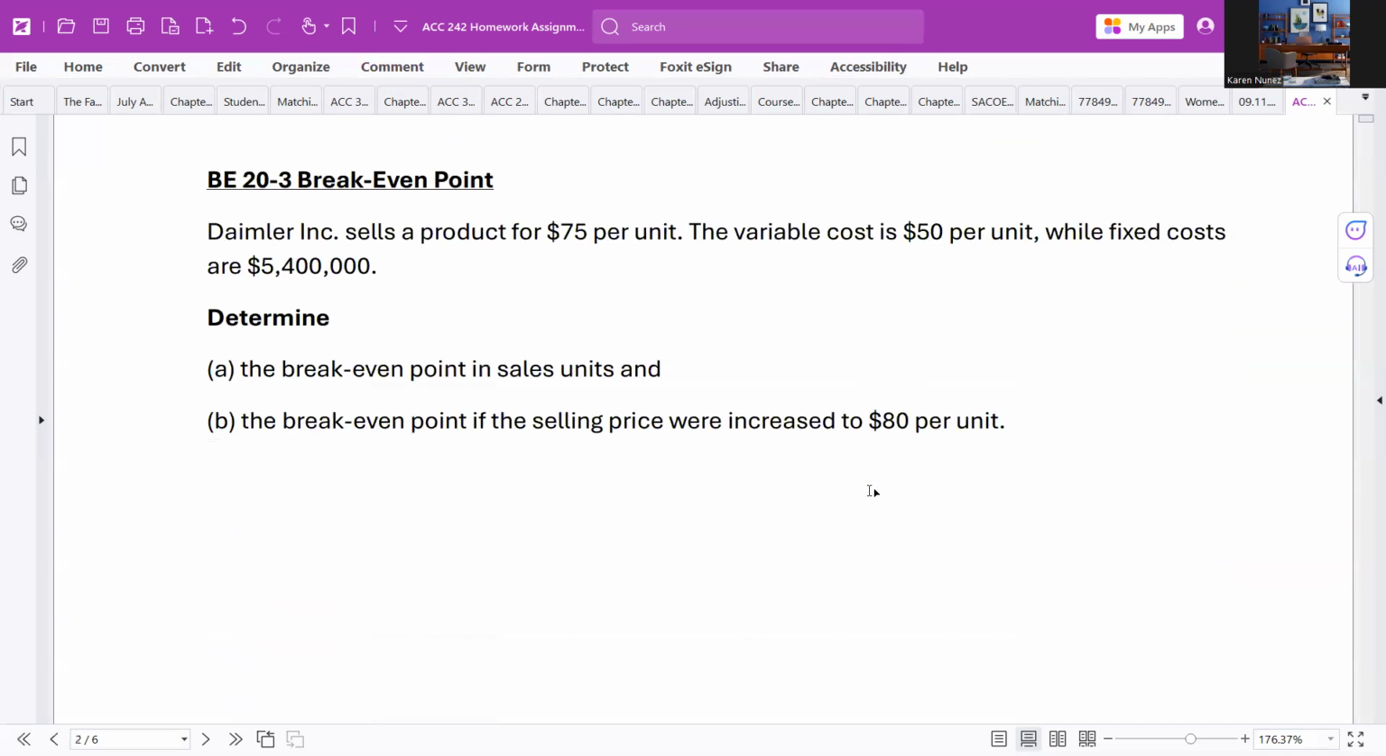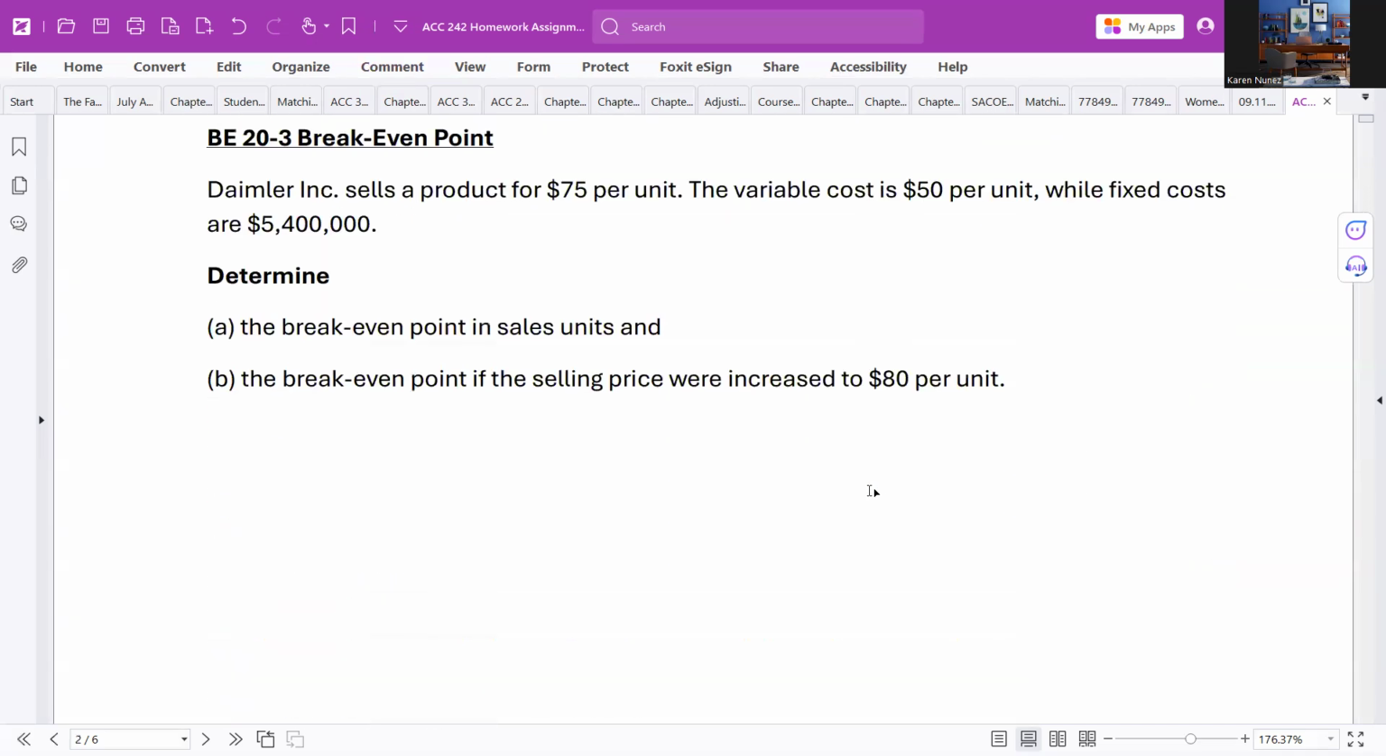Next, let's look at the break-even point. One of the tools that we introduced in this chapter was the break-even point, being able to determine the break-even point in sales units. And in this case, we've got a what-if scenario. What if the selling price increases to $80 per unit?